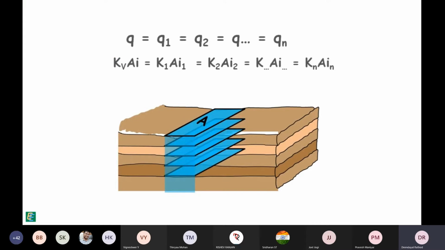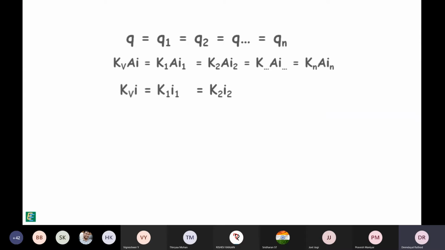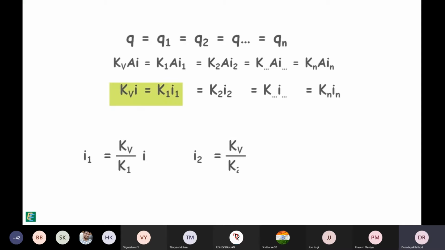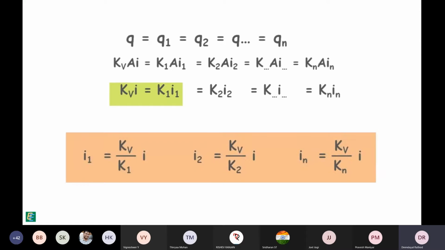Kv is the permeability of this whole soil mass in the vertical direction of flow. It may be simplified to this. From here, we can write the hydraulic gradient throughout any layer which is causing the flow within a layer as this. Note this as equation number 1.